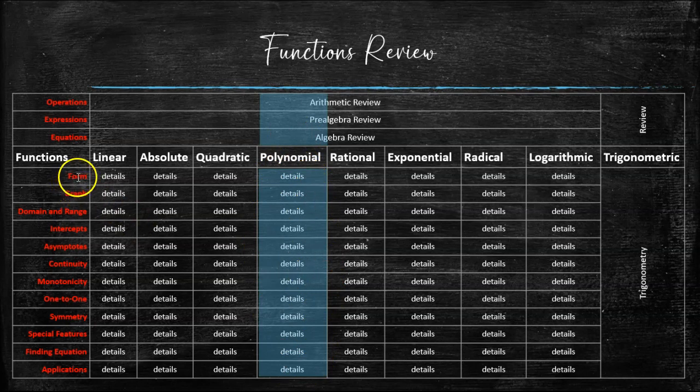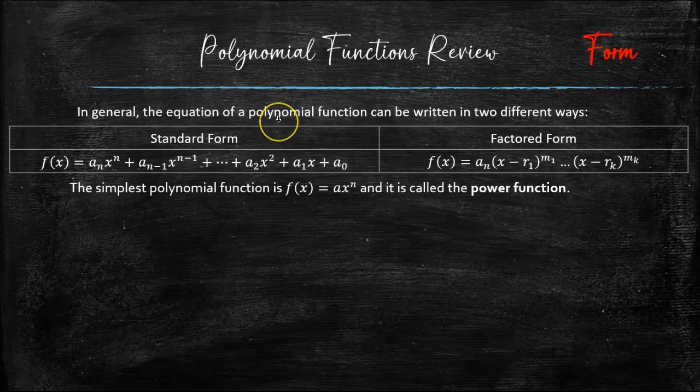And first, let's talk about different forms in which polynomial functions can be written. There are two main forms, standard form and factored form. You should know how to go from one to another when possible, and you should know the corresponding vocabulary. So you should know the meaning of words such as leading coefficient, degree, free coefficient, multiplicity, root, and so on.